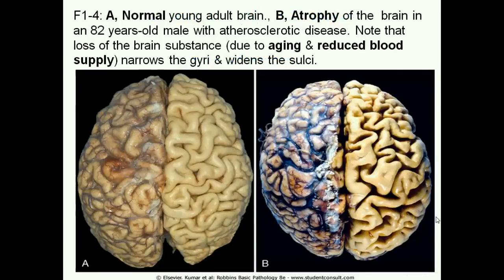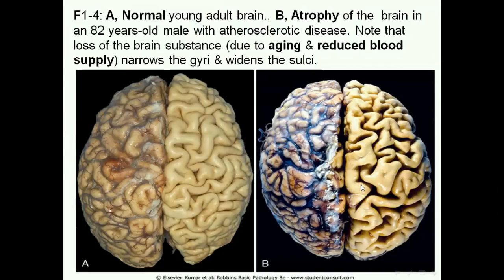Okay, now to this picture. This is one of the pictures we talk about in our general pathology course. Now, this involves a normal young adult brain. This is A, this is normal, and this involves atrophy of the brain. As we remember, atrophy of the brain occurs when there is loss of brain substance, due to aging and reduced blood supply.